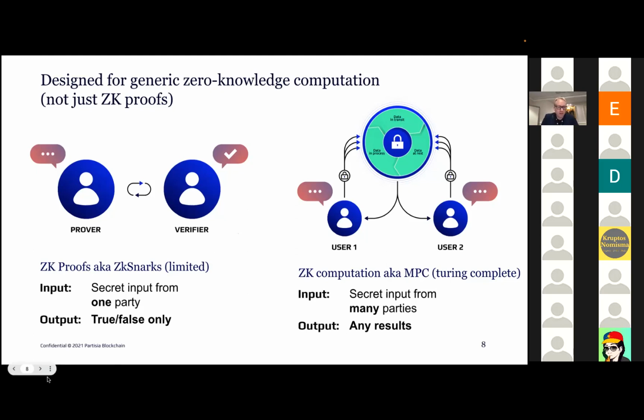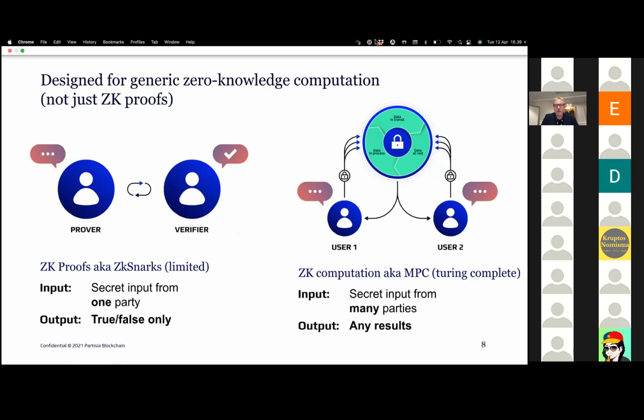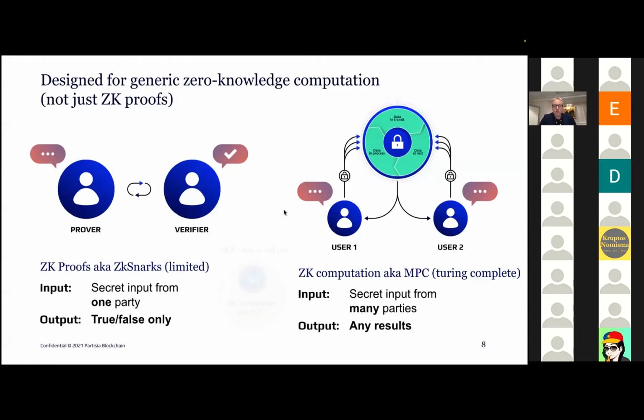You'll easily run into problems where you have multiple parties, and you will need a more sophisticated result. Imagine an auction or any statistics, basically. So what you could say is that zero knowledge proof is really a small subset of zero knowledge computation or multi-party computation.